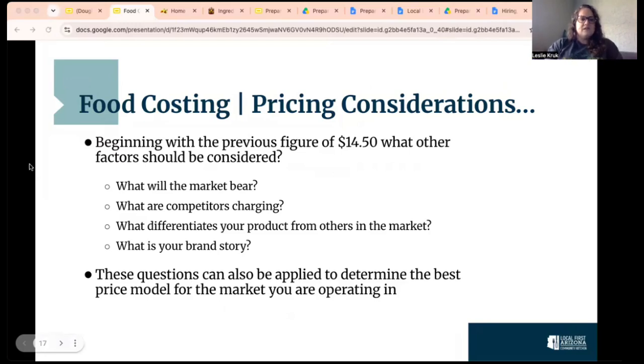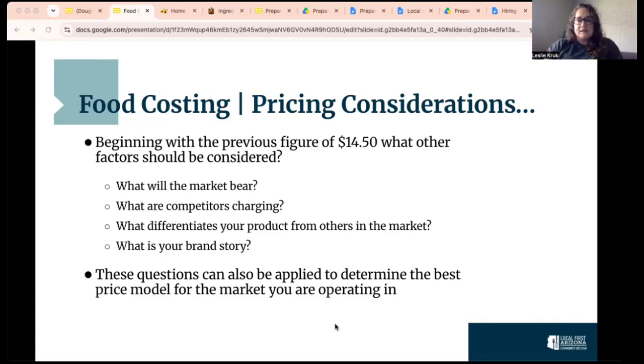There are other considerations to take into account when you're pricing these things on your menu and pricing in general. Think about what the market will bear. Is it reasonable, in this circumstance, to charge $14.50 for this menu item? Are others charging something similar? And then figure out what differentiates your product from others in the market.